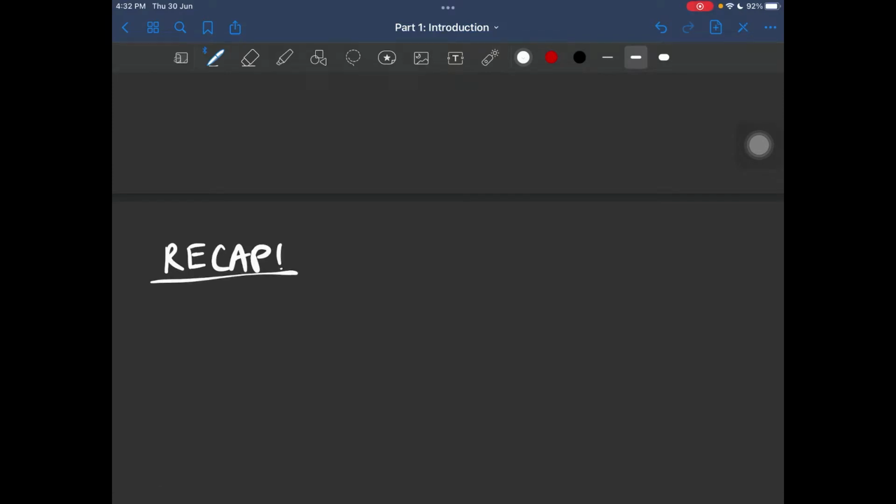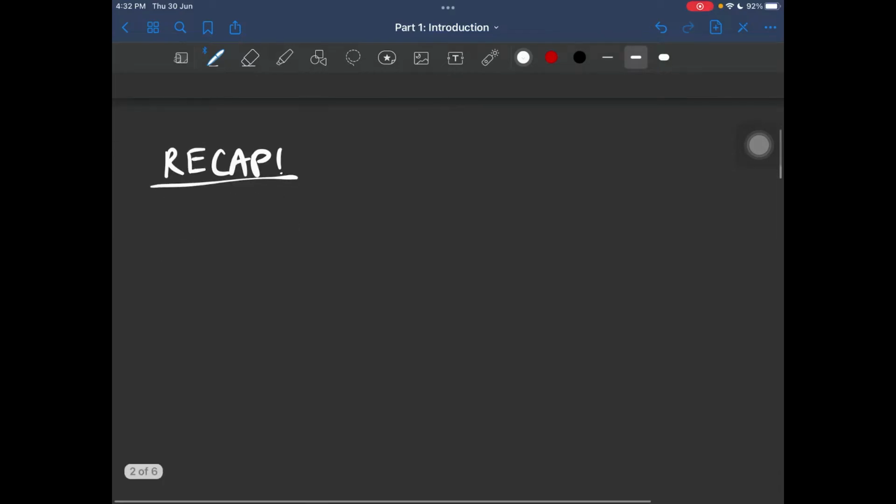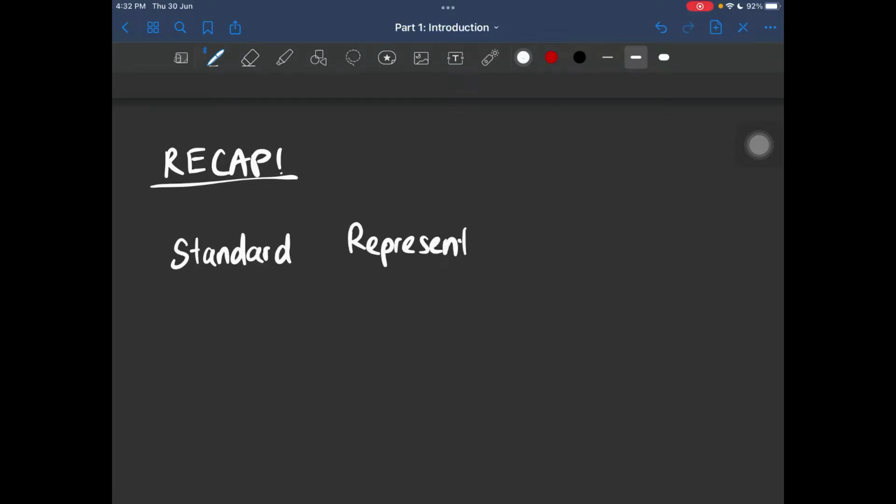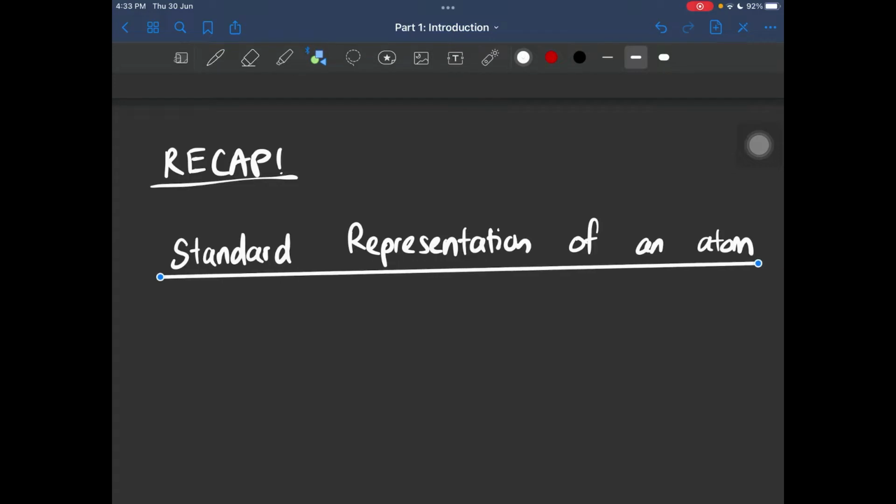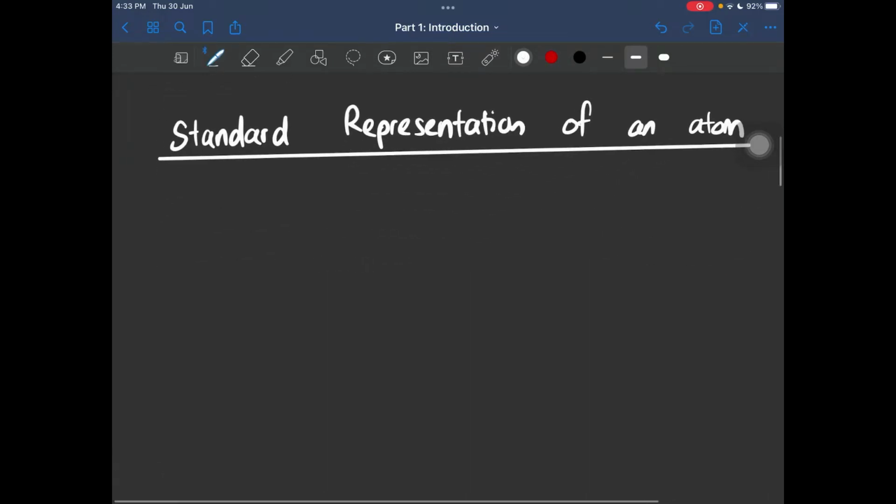of what we have learned in Form 4 Chapter 2. What we have learned in Form 4 Chapter 2 is the standard representation of an atom. Right, we've learned the standard representation of an atom, and basically how we would draw it is first we would start out with the symbol of an element, right? The symbol of an element. And we usually denote the symbol of an element as X if we are not referring to any specific element.